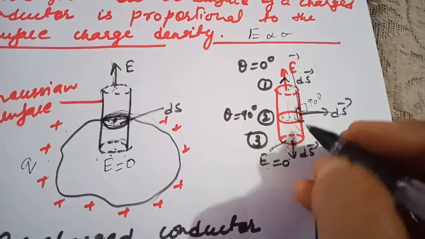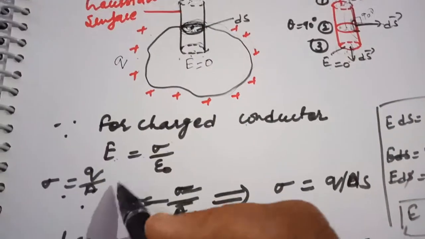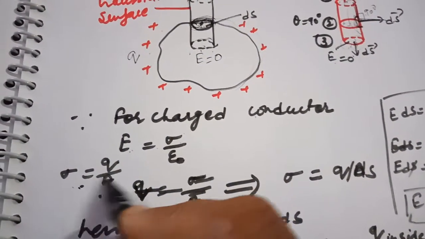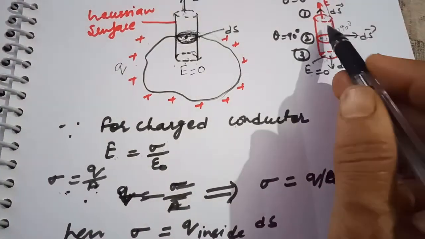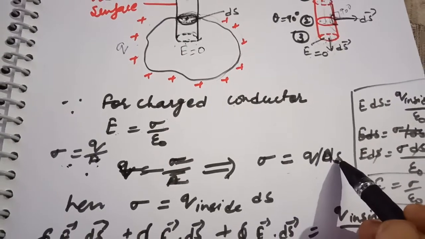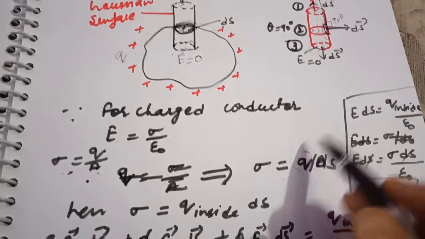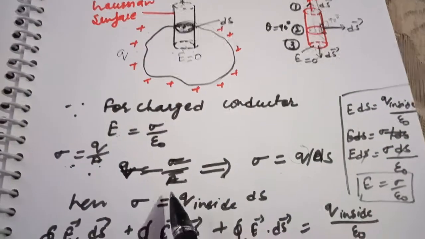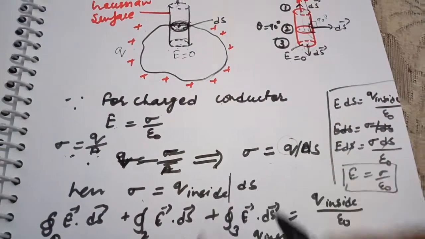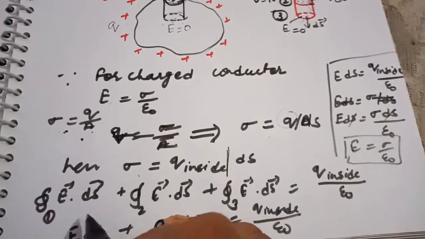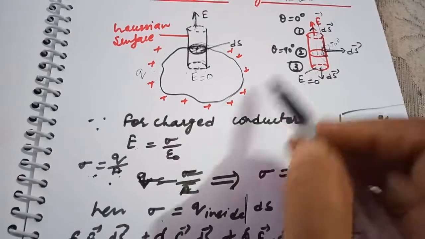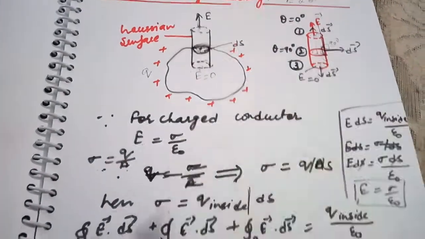Here we know that sigma is equal to Q by A, the surface charge density. But here we have considered the small elementary portion, so we will write sigma is equal to Q upon ds. What is Q? This is the charge enclosed by the Gaussian surface, so we will write sigma equals Q inside upon ds. Clear? Now we are going to apply the Gauss theorem on this surface, this surface and this surface.